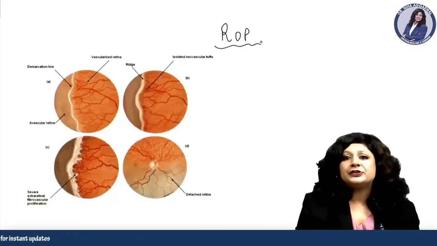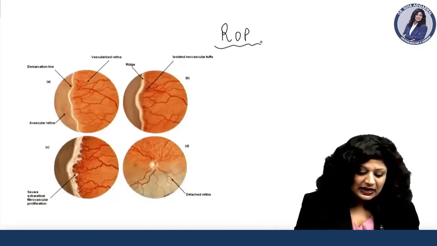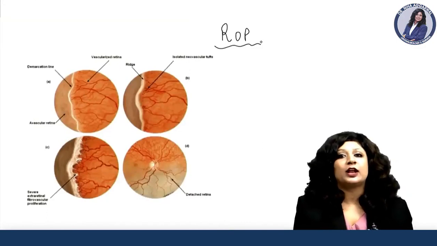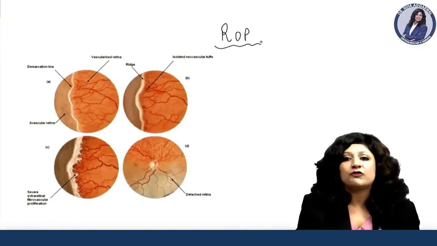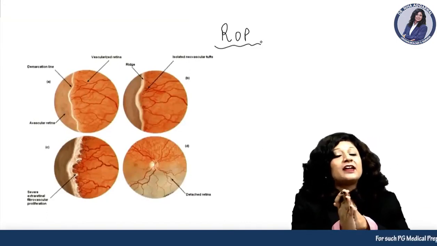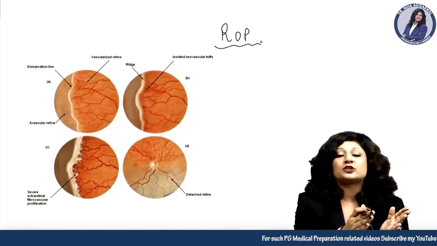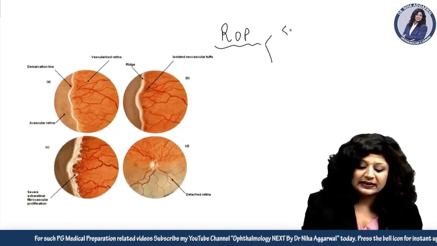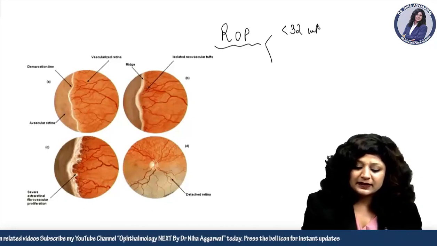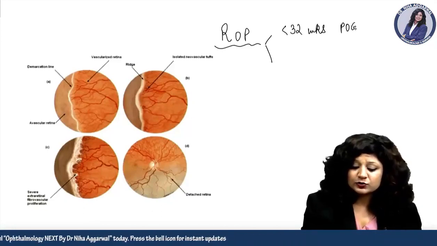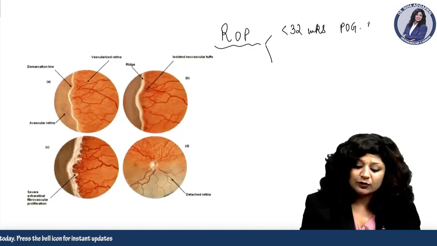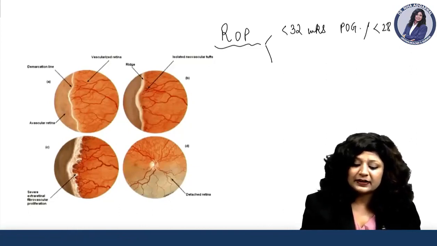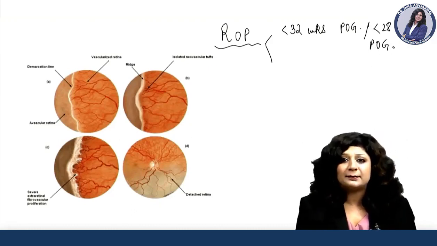Alright, now continuing with the fundus pathologies, our next important pathology is the retinopathy of prematurity. Now when I say retinopathy of prematurity, I mean basically the infants who are less than 32 weeks period of gestation according to the original definition, but now it is less than 28 weeks period of gestation, which is actually the period of viability.